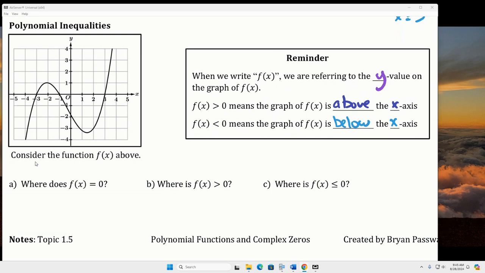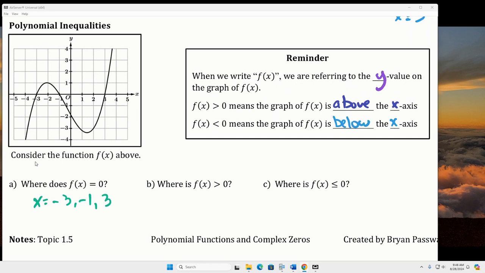Looking at that graph of f of x, this part A says, where does f of x equal 0? There are 3 places where it equals 0. Nice job. The new stuff today is going to be an inequality. We want to find where f of x is greater than 0, so we're talking about this section right here and this section right here. We're going to give our answers in interval notation. If you want, you can do inequality notation, but I think interval is a little bit easier.